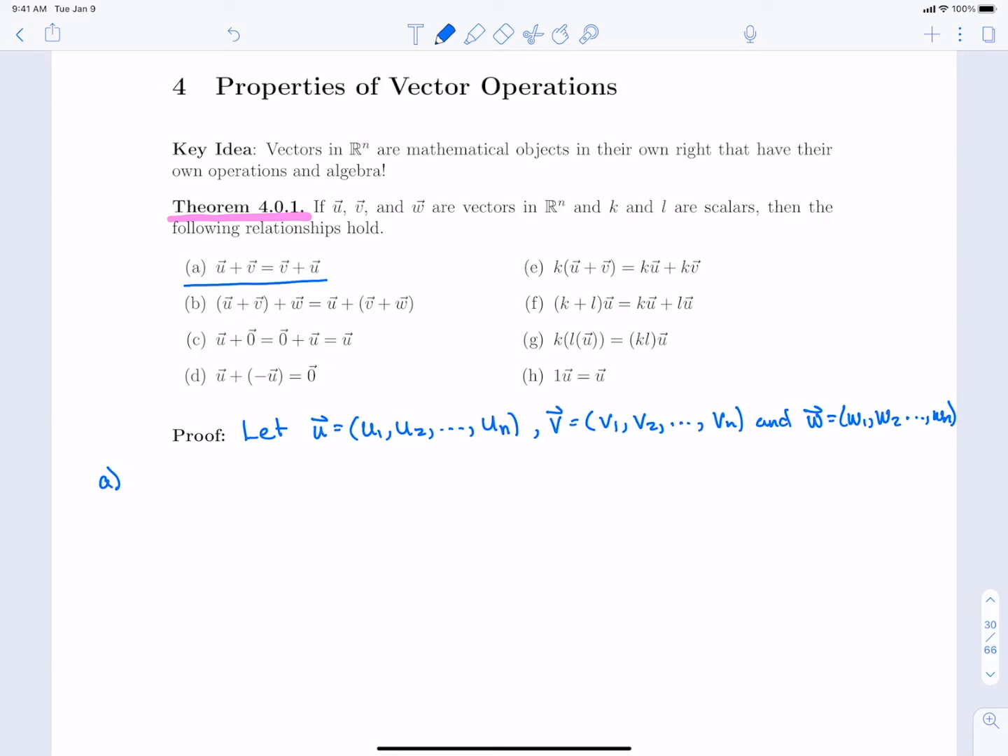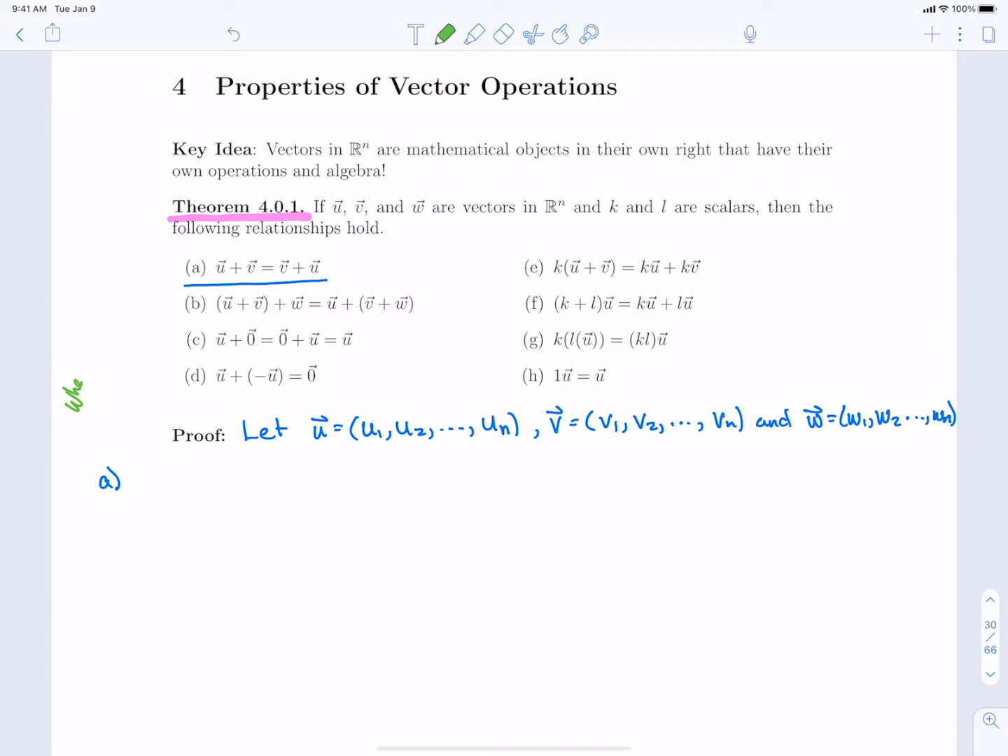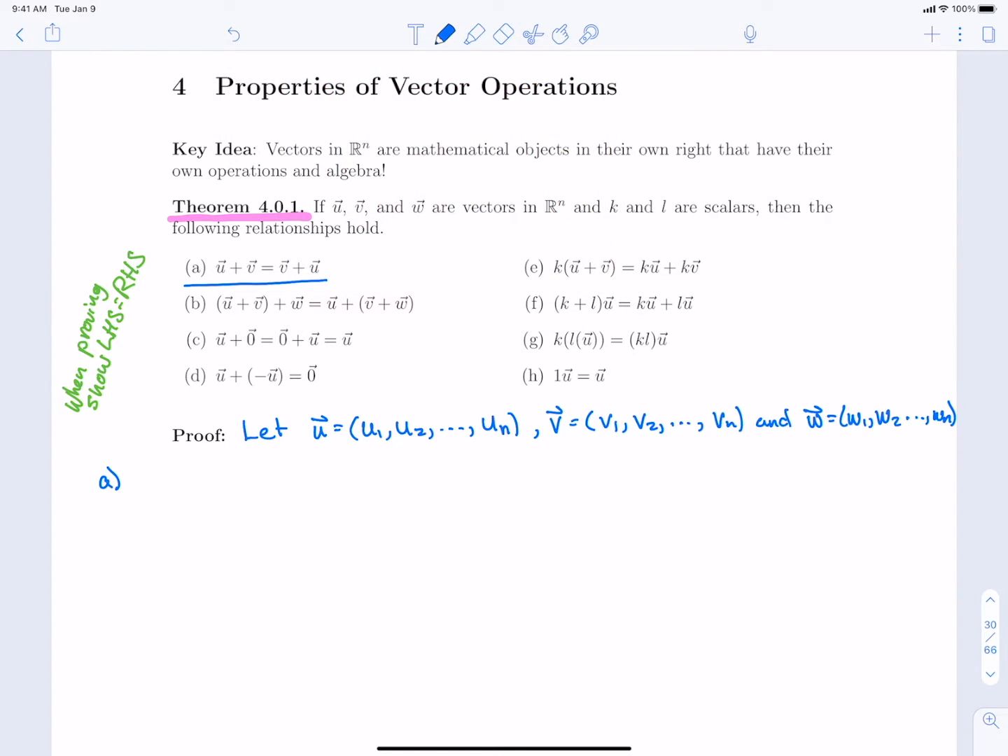So with this, let's start by proving A. So we'll start by saying I want to show left-hand side equals right-hand side. When proving, show left-hand side equals right-hand side. Now, you're not going to do that for every single type of mathematical proof, but for these ones where they say equal to, so I've got this operation is equal to that operation, that's a perfectly good way to proceed.